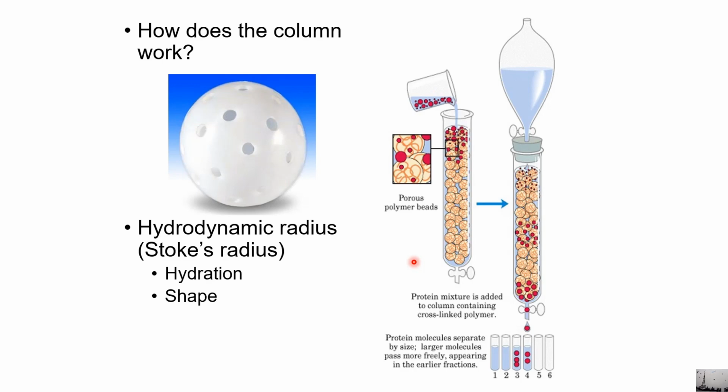Okay, so there will be a hydrodynamic radius. If you see the column over here, the protein mixture will be added to the column containing the cross-linked polymer, and the protein molecules will separate by size. Larger molecules will pass more freely, appearing in the earlier fractions. The smaller molecules will get inside the pores, travel a longer distance, and appear in the later fractions.